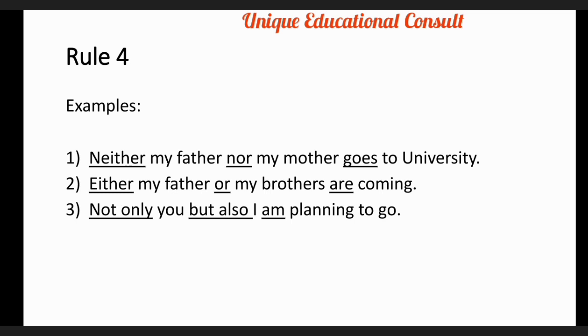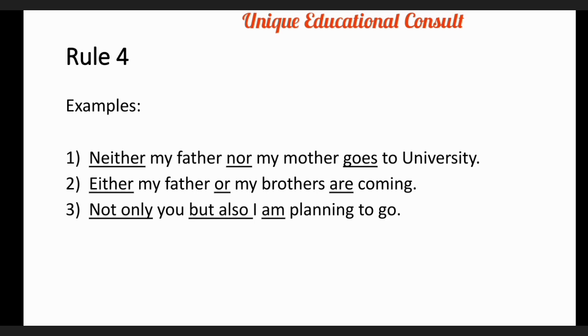Number 2, either my father or my brothers are coming. In this sentence again, we have either or. We have father and brothers. So this verb agrees with that particular subject that is close to it, which is brothers. That is why the verb is affected, and we have the plural verb.